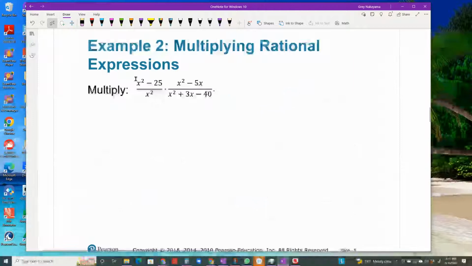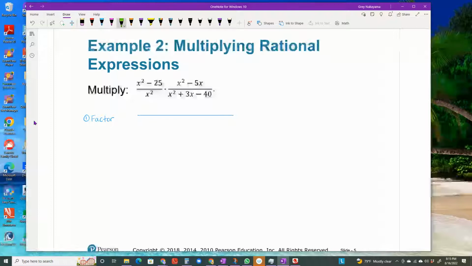All right, look at this next example. I have x squared minus 25 over x squared times x squared minus 5x over x squared plus 3x minus 40. So again, the first step we're going to do is factor. So x squared minus 25 is the difference of two squares. It's not a common GCF like this one right here. That has a common factor. This doesn't have an x in it. So this is the difference of two squares. So I have x plus 5, x minus 5.